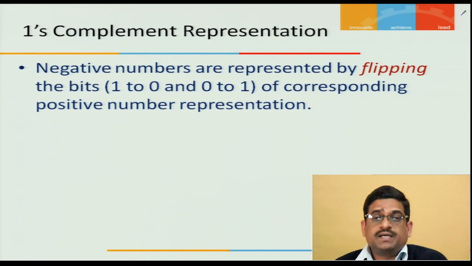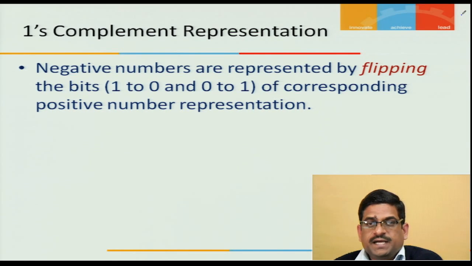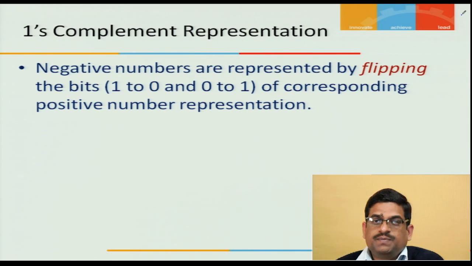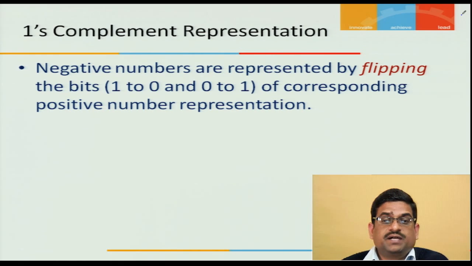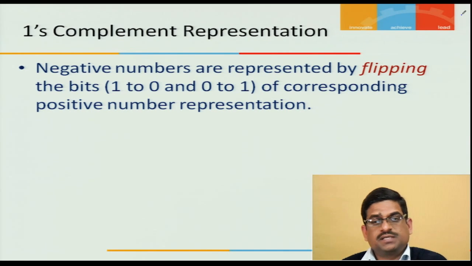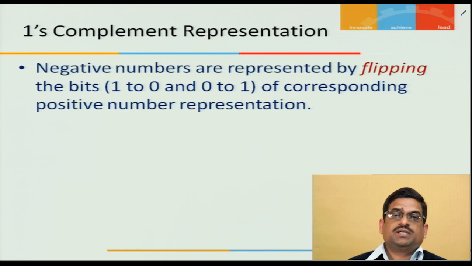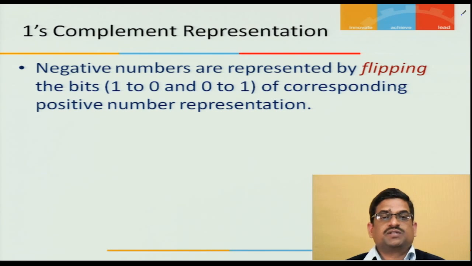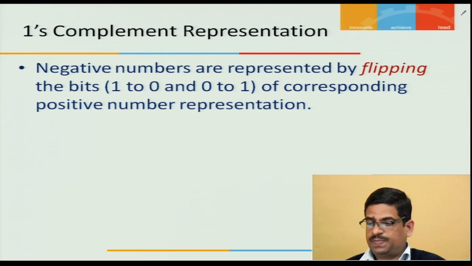So to represent in one more method, let's try. Let's say negative numbers we represent by flipping the bits. Flipping bits means the digit 1 will be flipped to 0 and the digit 0 will be flipped to 1 when I try to get the negative of that number. So a positive number is represented as it is, as in unsigned numbers, and negative numbers will be just flipping the bits of the corresponding positive number.